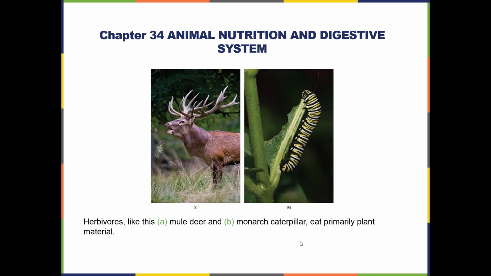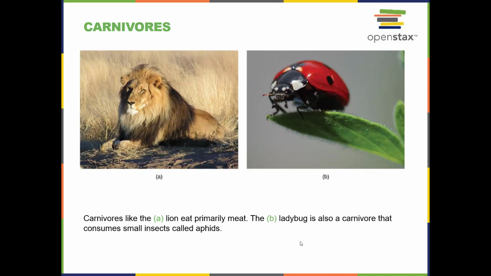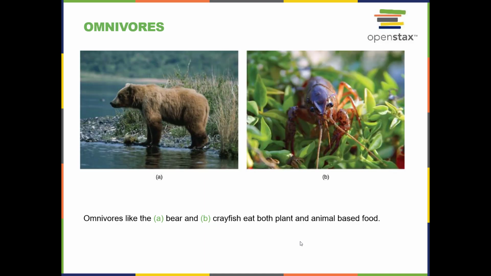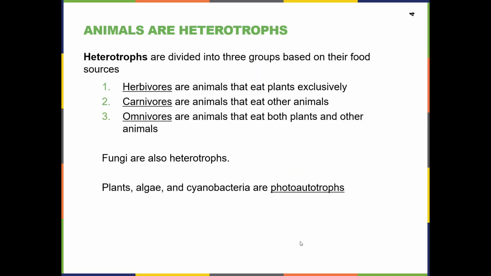So in this first slide we see some herbivores. They eat plants. Then we have carnivores that eat other animals. So a lion is not a surprise, but maybe a ladybug is a surprise as a carnivore. And then the omnivores like bear and crayfish, they eat plants and animals.